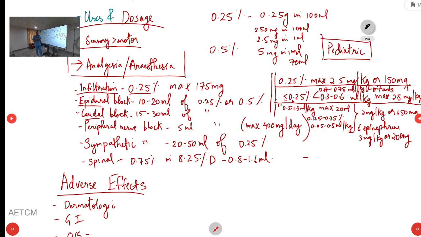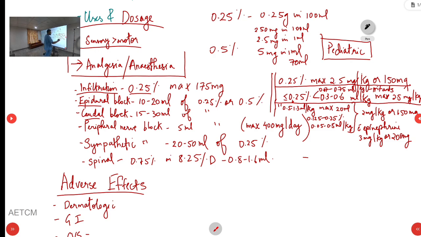So it has multiple advantages when you mix it with adrenaline. It decreases the bleeding, prolongs the duration of action, and decreases the systemic toxicity. So you can give a higher dose of bupivacaine. That is also something we need to know. And without adrenaline, the max dose will be 2 mg per kg or 150 mg.